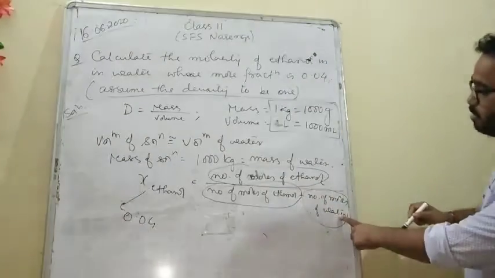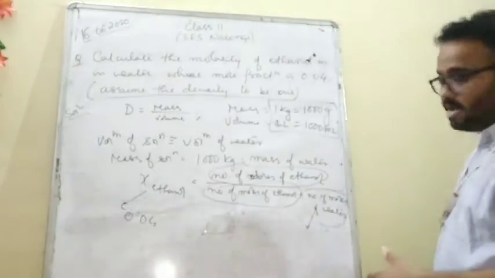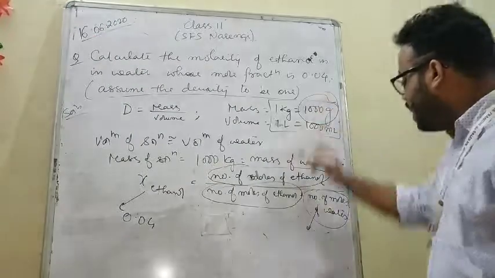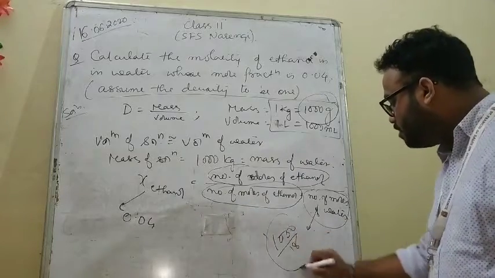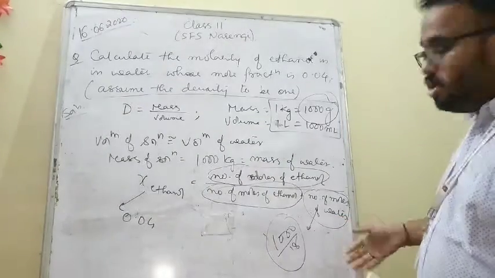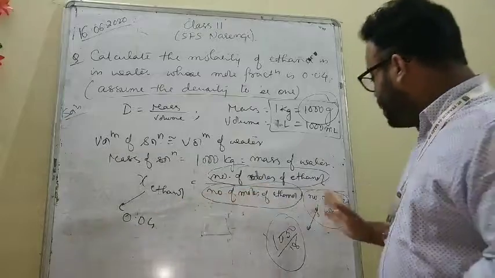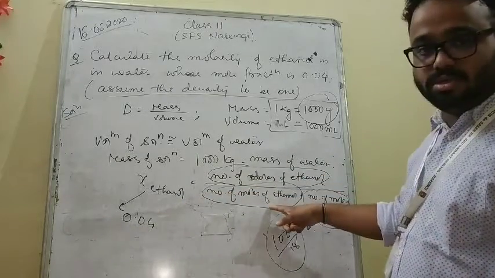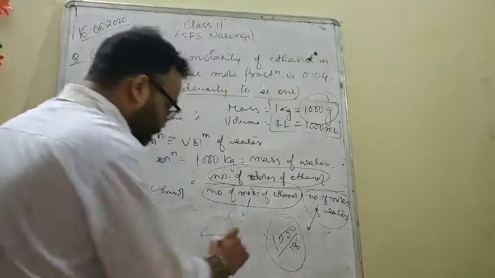How will you find the number of moles of water? Number of moles of water will be given mass by molar mass. So given mass is 1000 gram and molar mass of water is 18. So the number of moles of water comes out, and as this value is given and this value is given, you can take out this value first, okay?